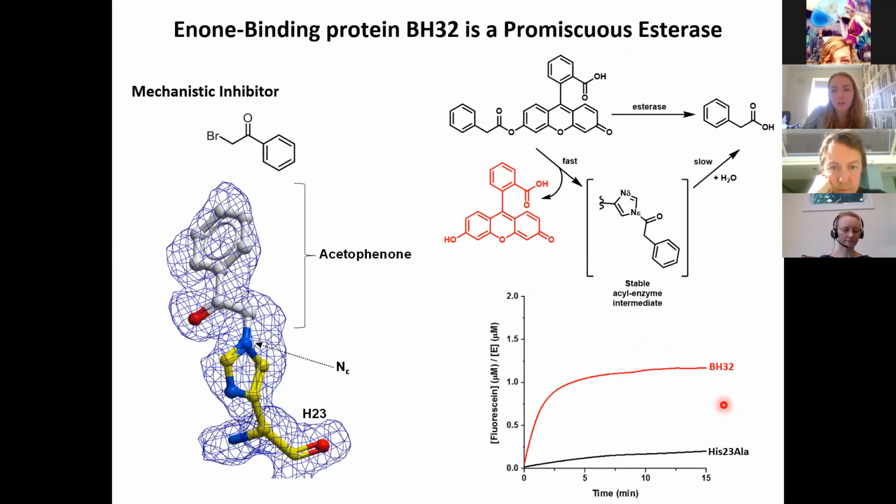So I wanted to have a look into some further mechanistic detail, and I inhibited BH32 with this mechanistic inhibitor, bromoacetophenone. And we can see from the crystal structure that the histidine is reacting through this N-epsilon nitrogen. So it's forming this specific intermediate here. And we know from small molecule catalysis that if this intermediate is protonated, the hydrolysis phase is much quicker.